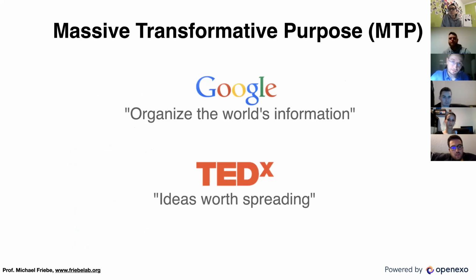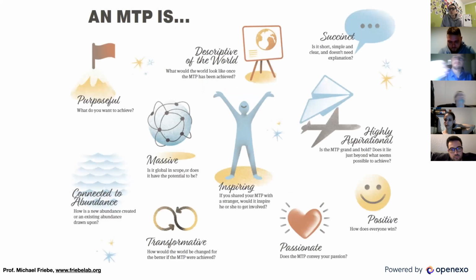So MTP, Google: organize the world's information. TED: ideas worth spreading. You've heard these ones before. At least the one from Google, you've heard before. That's a very powerful MTP, organize the world's information. Very global. It's not necessarily exactly what they do right now, but they are working on this, and they do a lot of things that fit into this plan.